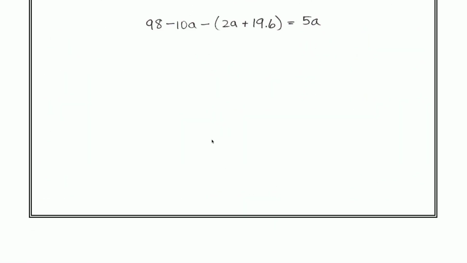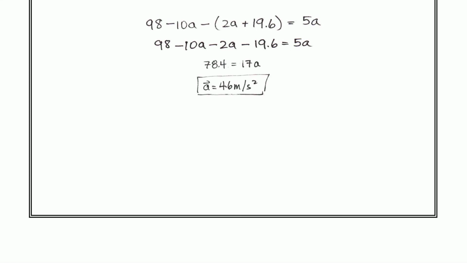And here's what it looks like. 98 minus 10a, which is T1, minus 2a plus 19.6, which is equation 3, is equal to 5a. Get rid of the brackets, collect like terms, and we arrive at acceleration being equal to 4.6 meters per second squared. Now that we have this, we back substitute into equation 1 and into equation 3, and we get T1 equals 52 newtons and T2 equals 29 newtons.